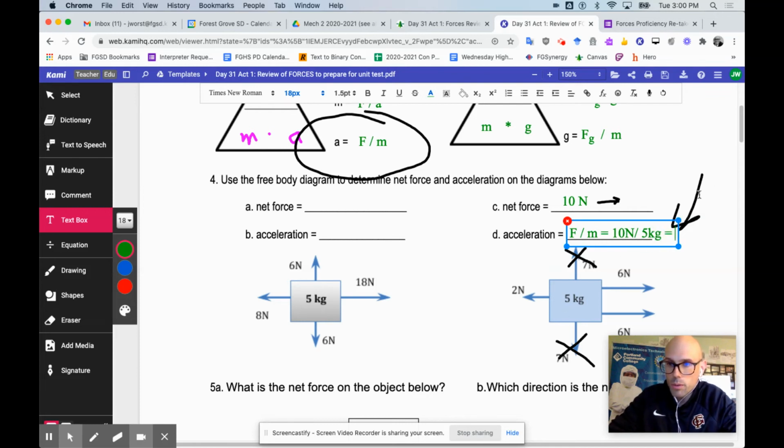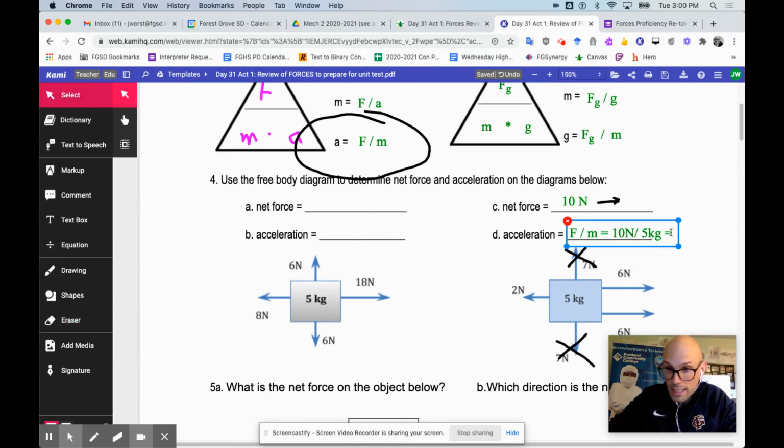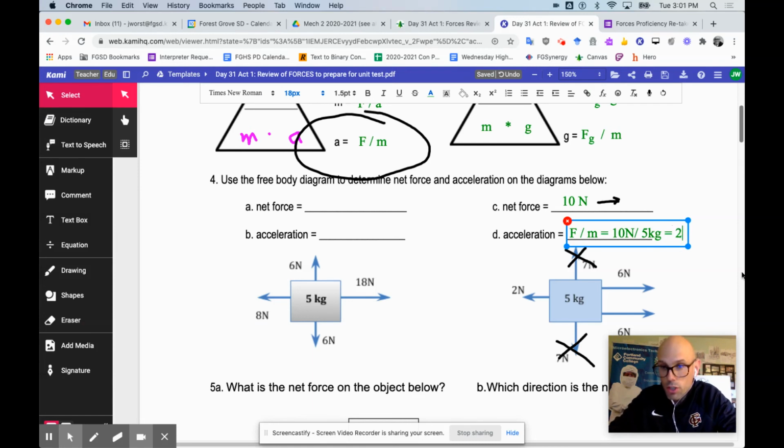So my total, I'm going to delete this other thing here. Should I delete it? Yeah, let's delete this arrow. I don't like that. So what that equals is 10 newtons divided by 5 kilograms would be 2. And what are the units? Well, we're dealing with an acceleration, so it's meters per second per second. How did I know that?